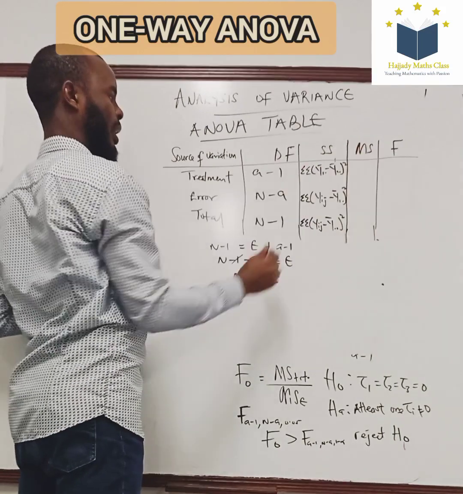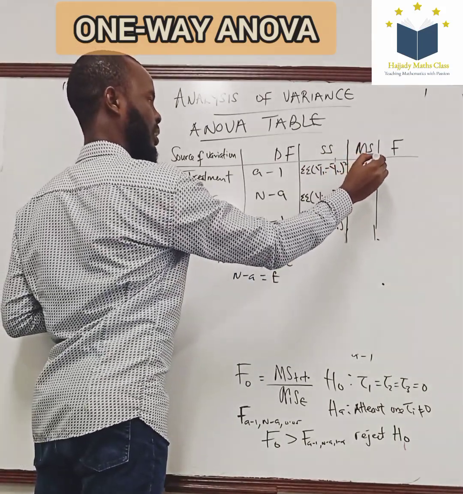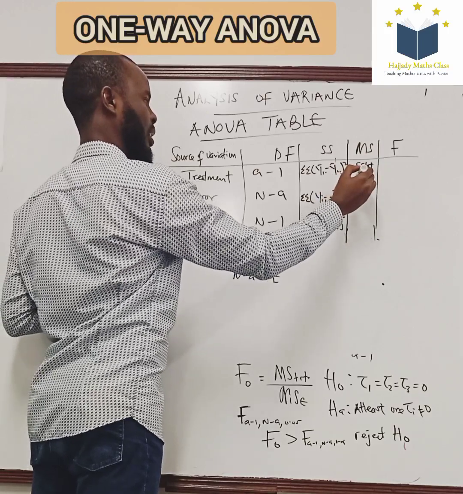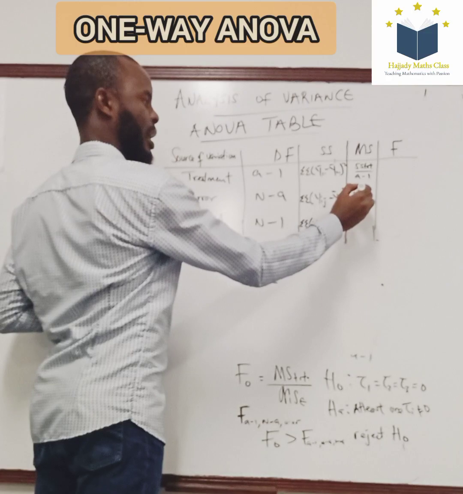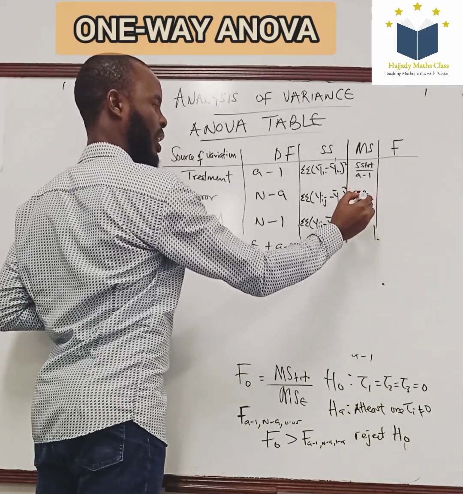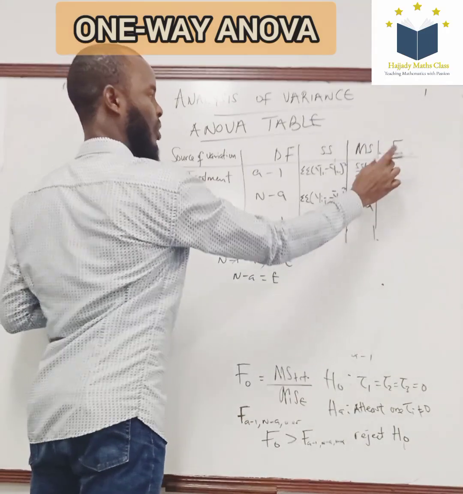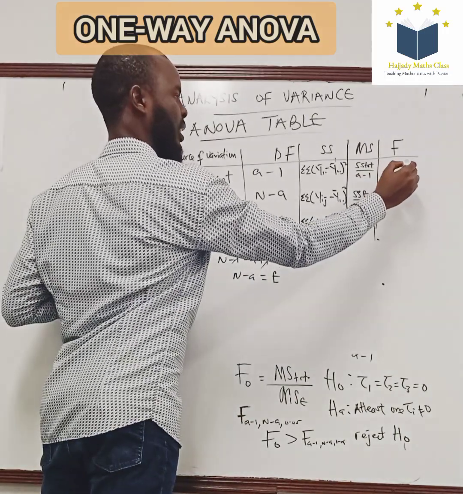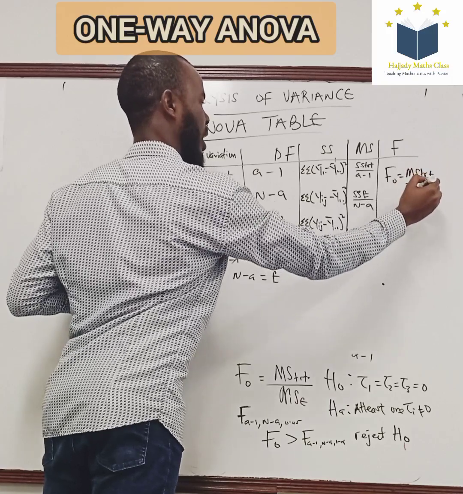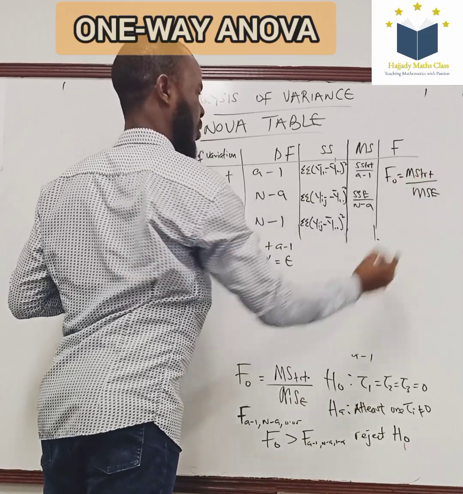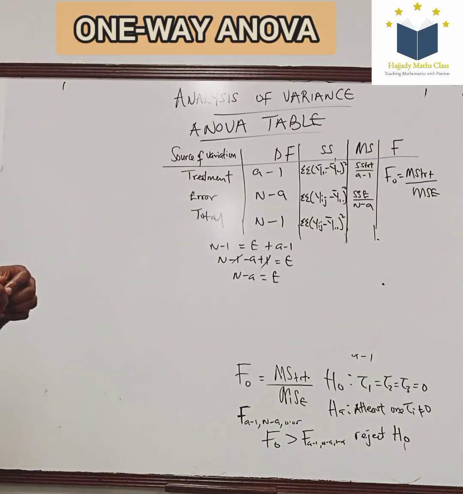And for your mean square, it is the same thing as SS treatment over A minus 1. For the error, SS error over N minus A. And for your F value, your F is the same thing as MS treatment over MS error. That's all. Then you are done.